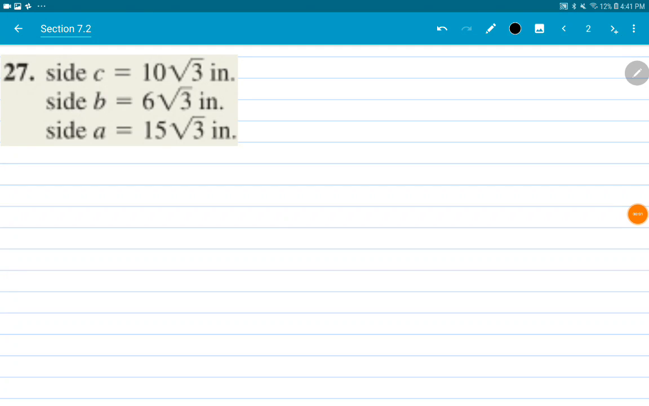Section 7.2, number 27, we need to solve this triangle where we're given just the sides. That's side, side, side. And when we solve a side-side-side triangle, we don't have any angles. That means we need to start. The first step is to use the law of cosines to find the largest angle.